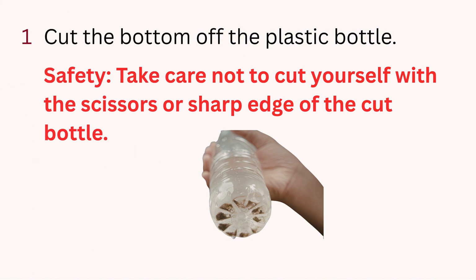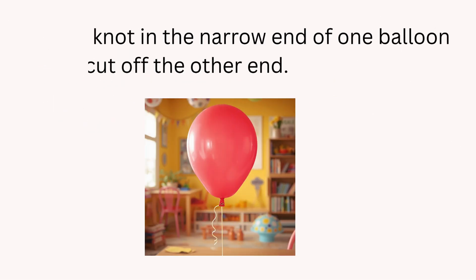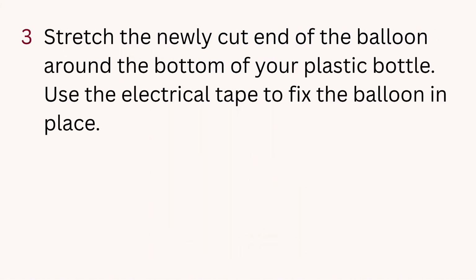Number 1. Cut the bottom of the plastic bottle. Safety. Take care not to cut yourself with the scissors or sharp edge of the cut bottle. Number 2. Tie a knot in the narrow end of one balloon and cut off the other end. Number 3. Stretch the newly cut end of the balloon around the bottom of your plastic bottle.